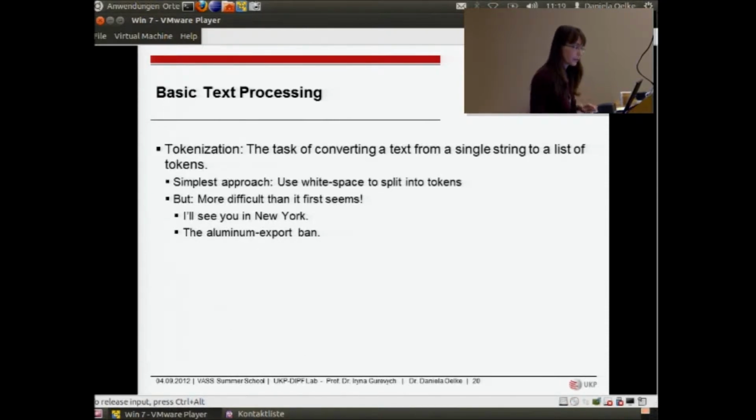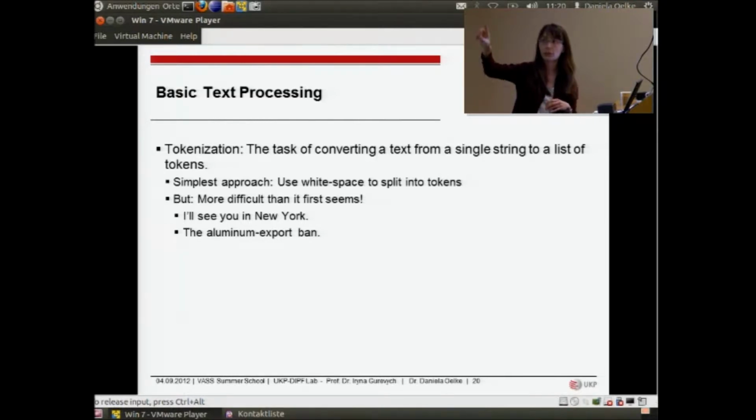Okay, first, basic text processing. Before we can do anything, we have to tokenize the text. That means to get a list of tokens, like, for example, single words. And the simplest approach for that is that you use white space and split in every position where there is a white space. But if you look at these two examples there, then you immediately see that it's maybe not that easy, because, for example, what are we going to do with I'll? If you just use white spaces, then we get this as one word. But you would probably say, well, this should be I will, so two separate words.